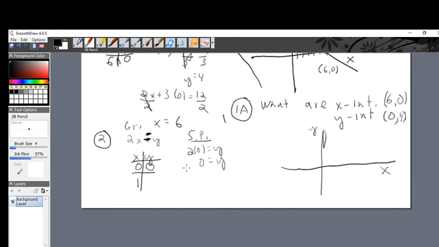Well, if x is equal to 1, let's go back to our original problem. If x is equal to 1, go back to scrap paper. x is equal to 1. 2 times x equals y. That means y is equal to 2. Okay, I've got 2 numbers.